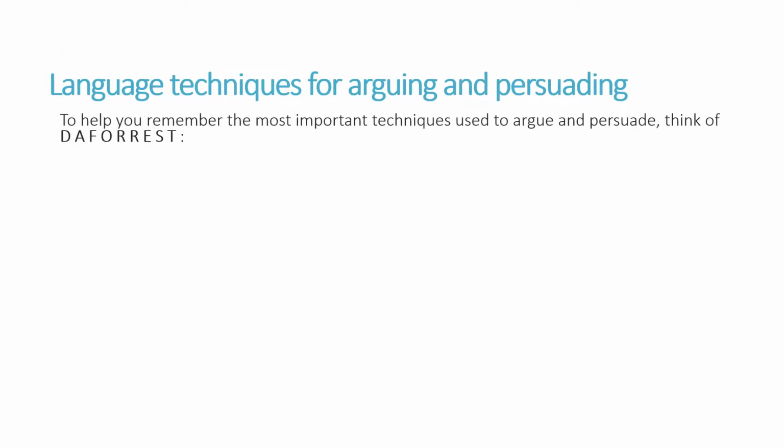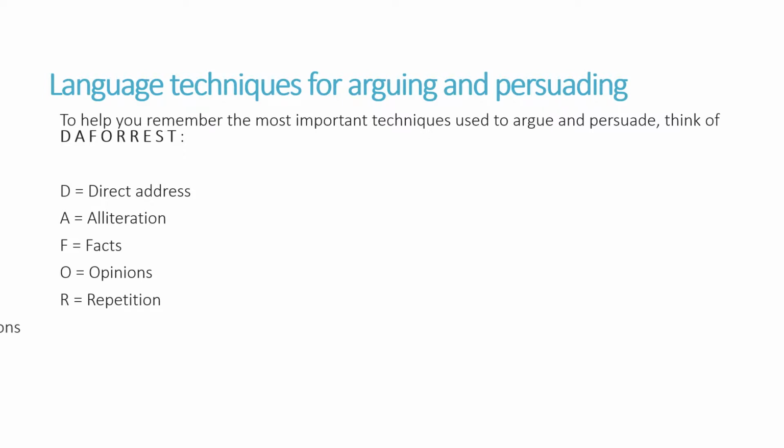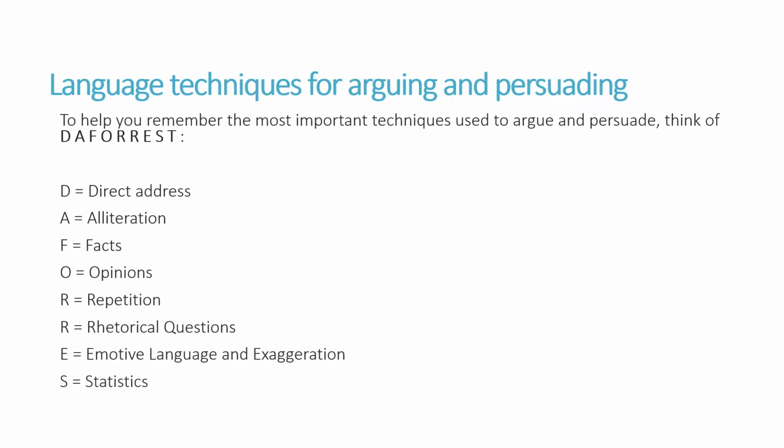To help you remember the most important techniques used to argue and persuade, think of DAFOREST. D, direct address. A, for alliteration. F, for facts. O, for opinions. R, for repetition. Another R for rhetorical questions. E, for emotive language and exaggeration. S, for statistics. And T, for triples, better known as the rule of three.